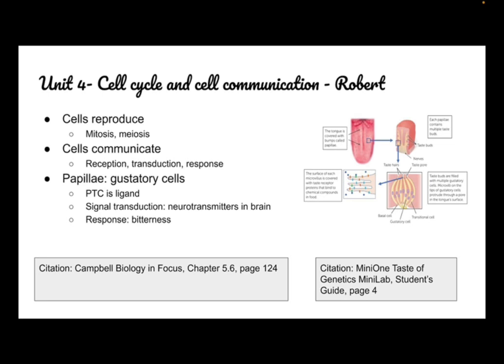Relating to our lab, we looked at gustatory cells, which are found on the papillae of the tongue. These cells detect taste molecules, and in our lab, seeing as we worked with PTC, phenylthiocarbamide, we noted the bitter compound that acted as a ligand or a signal molecule. When PTC binds to the taste receptors, it triggers signal transduction, which is a chain reaction that sends neurotransmitters to the brain. The result is a response, being the sensation of bitterness. And the diagram to the right provides some insight into the taste buds and gustatory cells on the tongue.